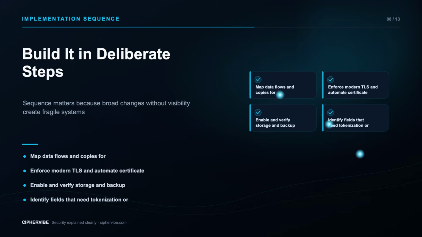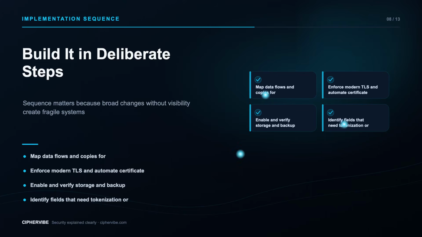Implement this layer in a sequence that preserves evidence and limits blast radius. First, map data flows and copies for a priority application. Second, enforce modern TLS and automate certificate lifecycle. Third, enable and verify storage and backup encryption. Fourth, identify fields that need tokenization or application layer encryption. Fifth, test rotation, restore, and client failure behavior. Prefer pilots with a named owner and rollback plan over an unmeasured organization-wide switch.